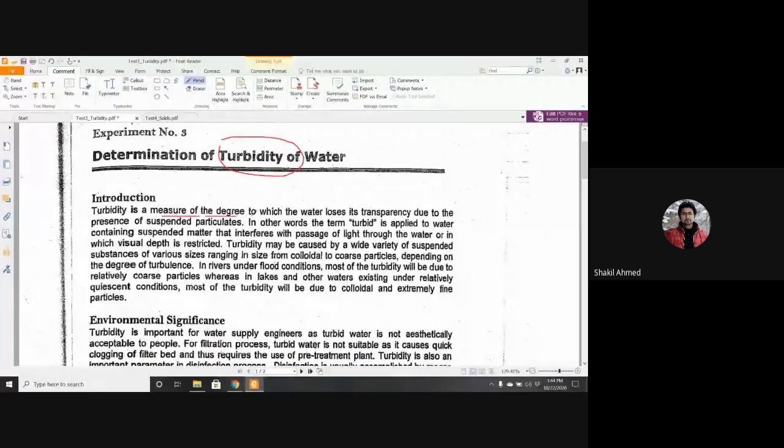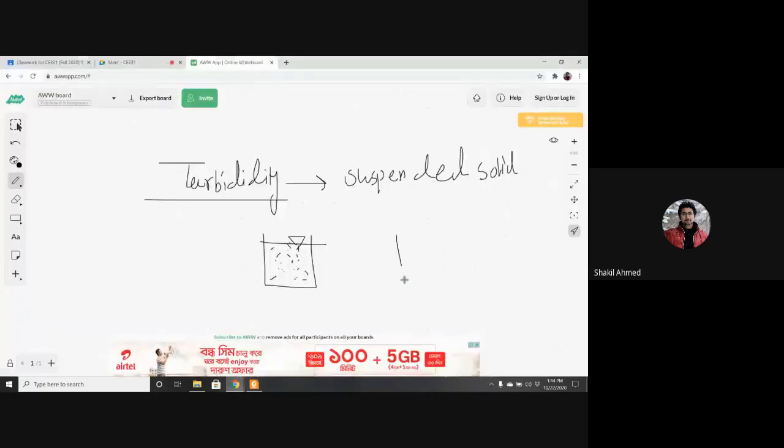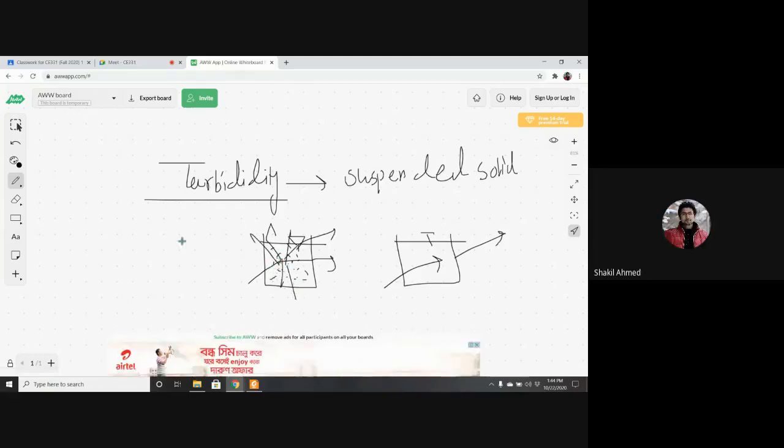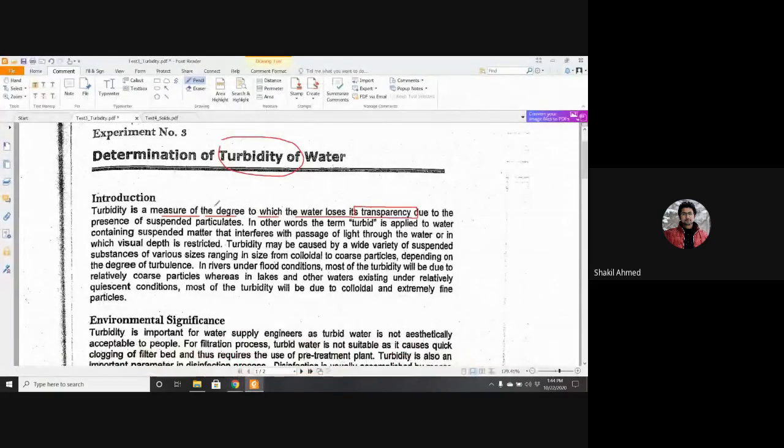so it's a measure of degree to which water loses its transparency. If it's clear water, it's transparent, light can directly pass through. If this is turbid water, then light will scatter here and there. It will not directly pass through, right? So transparency will be lost here. So it's a measure of the degree to which water loses its transparency due to the presence of suspended particles or particulates.